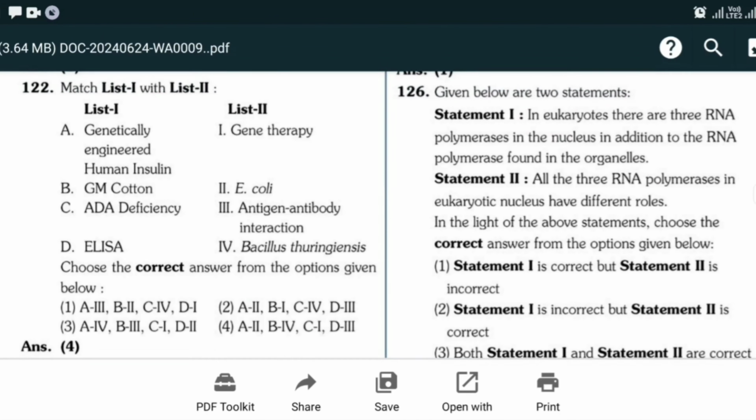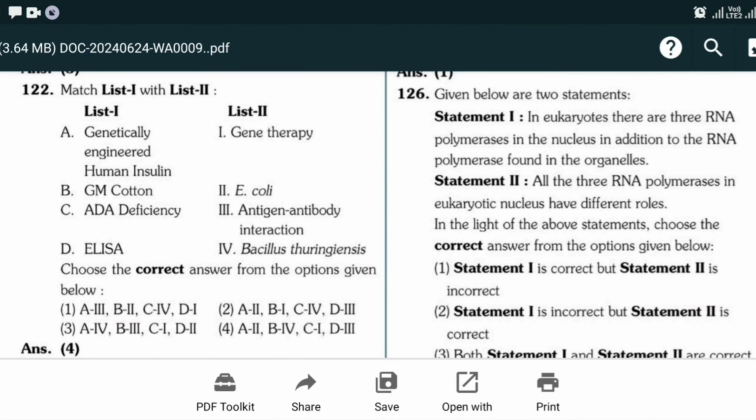Again, another match the following question, from the biotechnology applications lesson. So here, genetically engineered human insulin: the answer will be E. coli, meaning genetically engineered human insulin is prepared from E. coli. Next, GM cotton, that is genetically modified cotton, the answer is with the help of Bt, that is Bacillus thuringiensis. Then ADA deficiency is an example of gene therapy. Then ELISA, that is enzyme linked immunosorbent assay, is one of the antigen antibody interactions. So the correct option will be the fourth one.